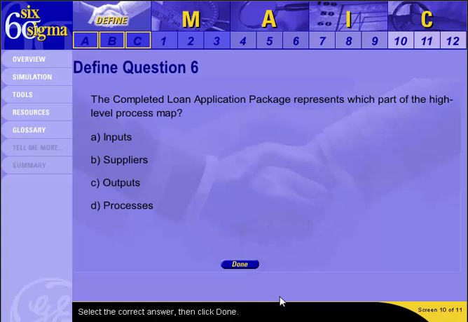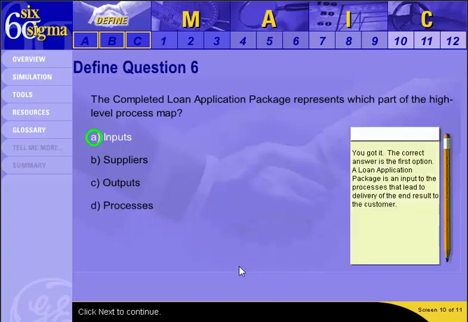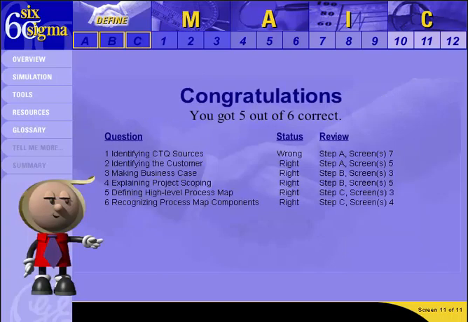Well, here you are at the last question of the phase quiz. The completed loan application package represents which part of the high-level process map? Select the correct answer. Inputs, suppliers, outputs. Yes, you're right. The correct answer is the first option. The completed loan application package is an input to the processes which will eventually lead to a completed loan. Congratulations! You finished the Define phase quiz.